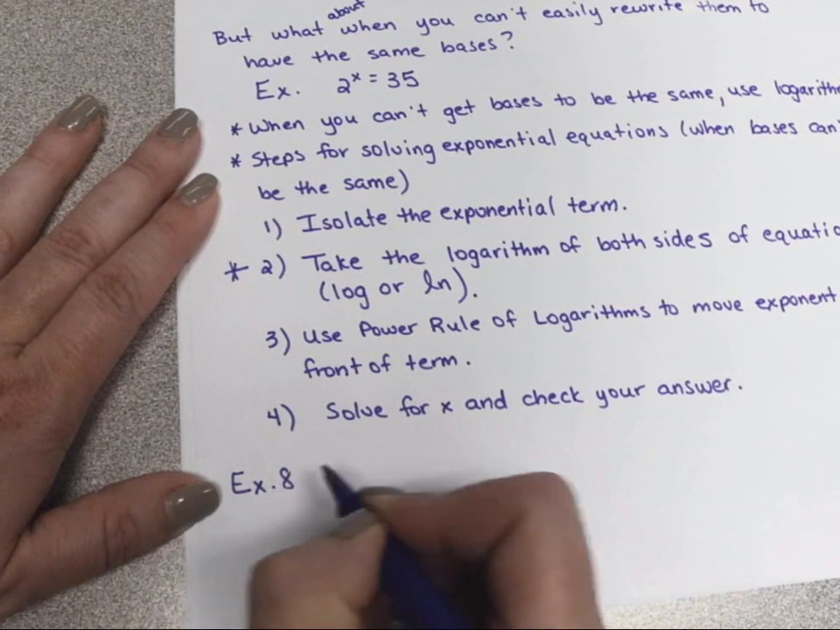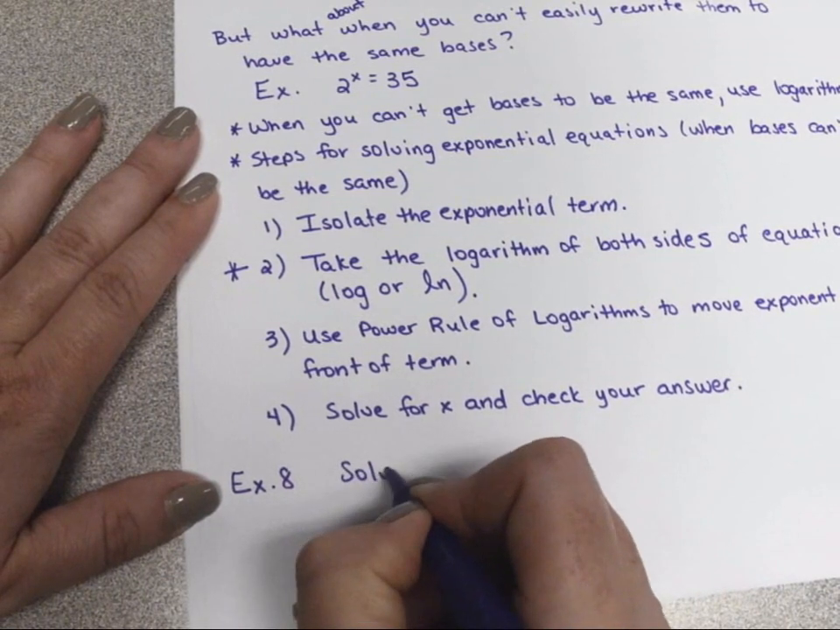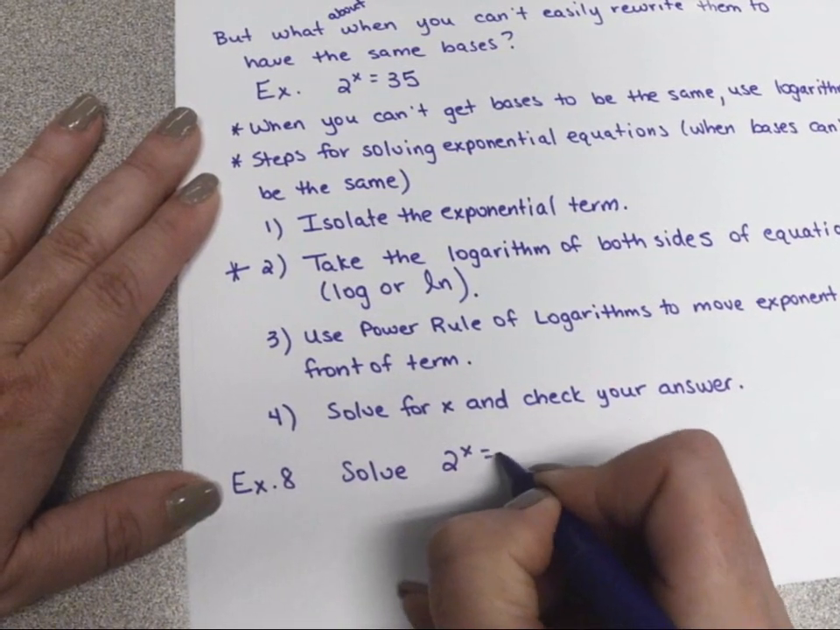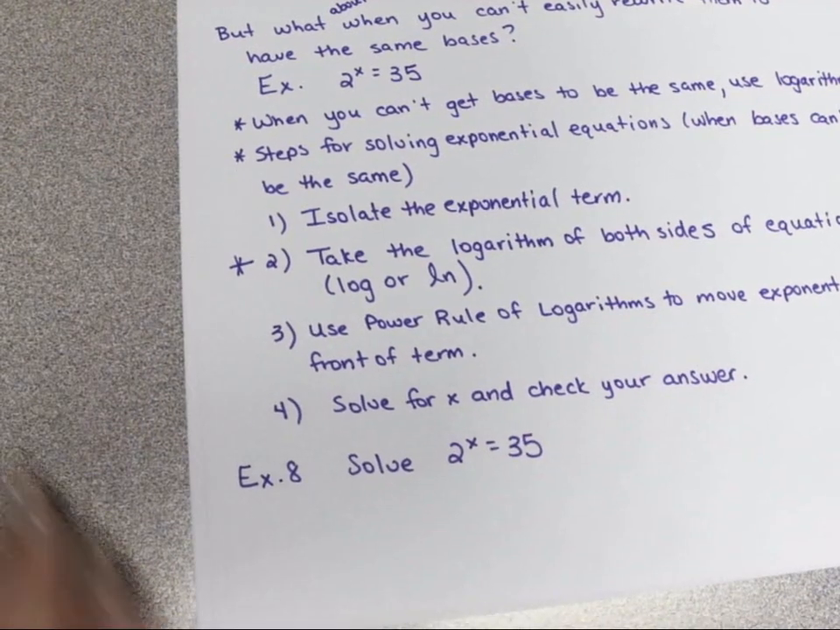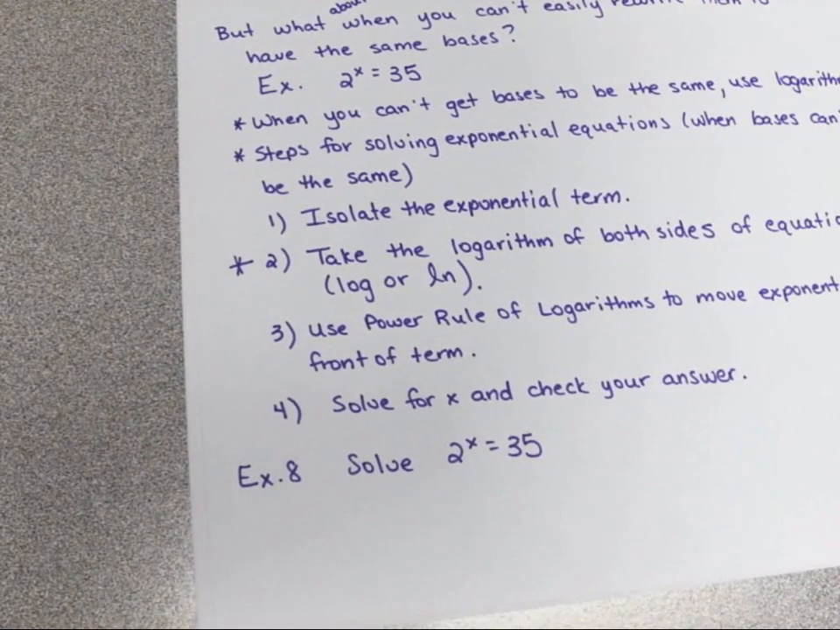So let's take that problem that we just said we wouldn't be able to rewrite and see if we can use the secondary method to solve it instead. So remember, we already said we're not going to be able to rewrite 35 as a power of 2, not easily anyway.